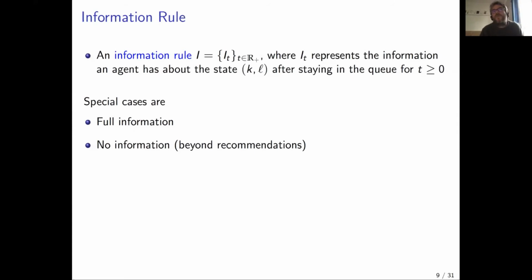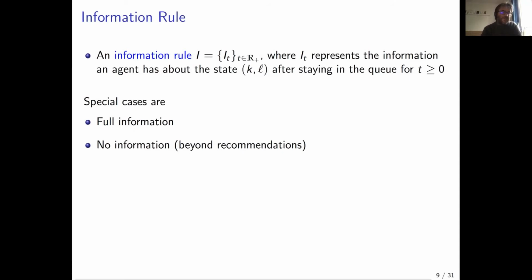And in general, given the policies, so given the entry rule and the exit rule, the recommendations will give you some information on the state. So you learn information in this way through recommendations, but you don't learn any additional information. In particular, the information rule is not going to provide any additional informative signals.